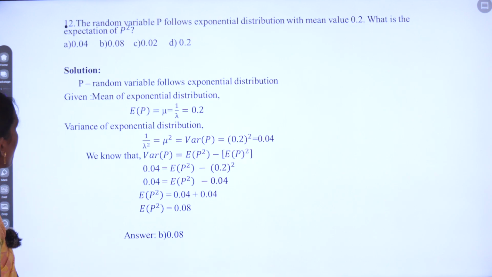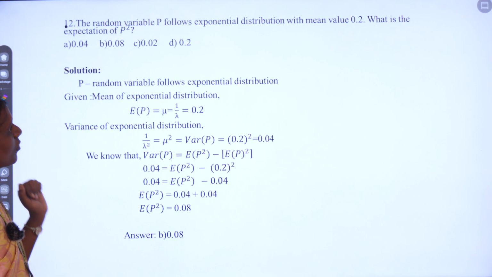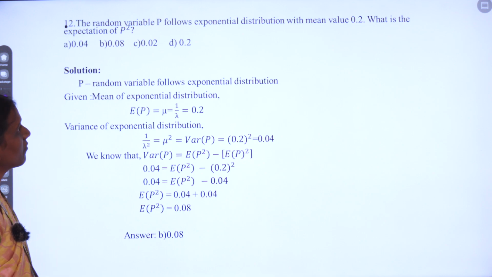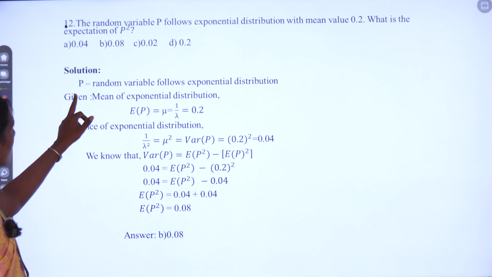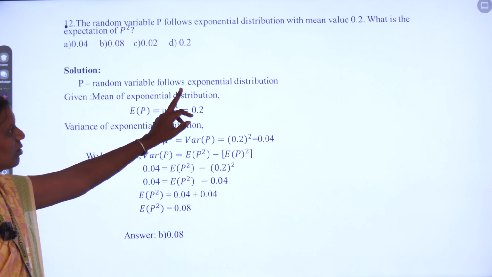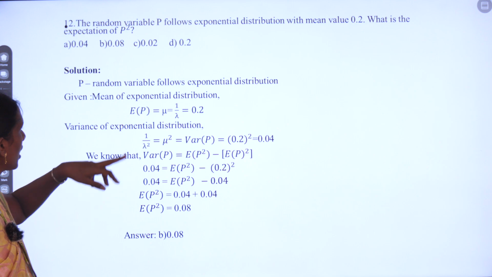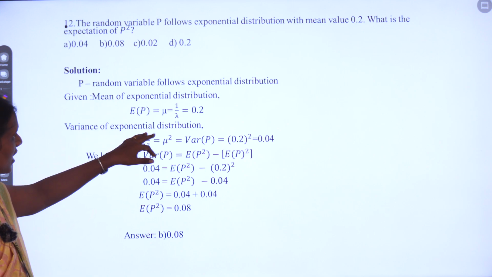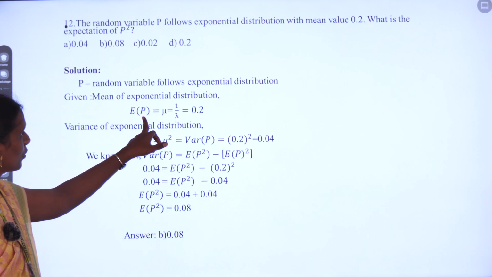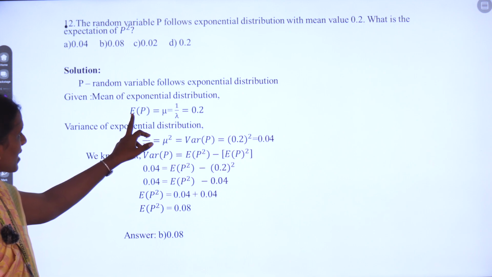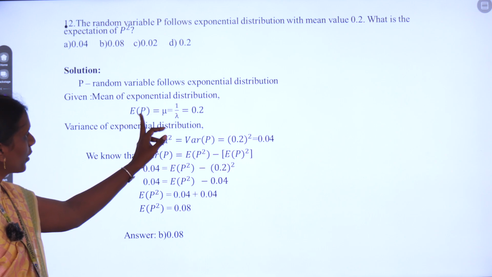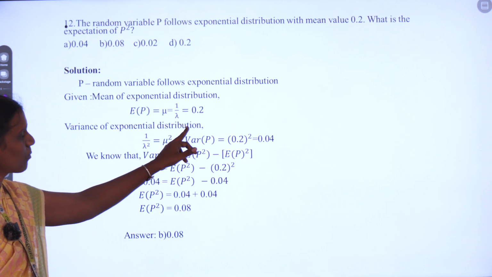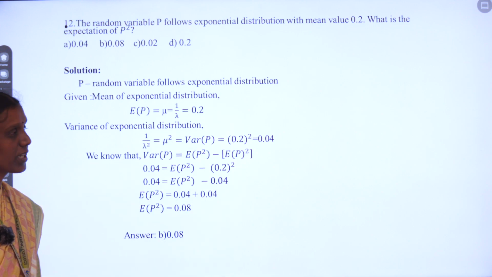Problem number 12. The random variable capital P follows exponential distribution with mean value 0.2. What is the expectation of P square? So this is a different problem from the other problem. Here capital P is a random variable following exponential distribution, with mean given as 0.2. So we know these are the notations: expectation of P is equal to mu is equal to 1 by lambda. These are the different notations of mean, and the mean formula is 1 by lambda, which is given to be 0.2.